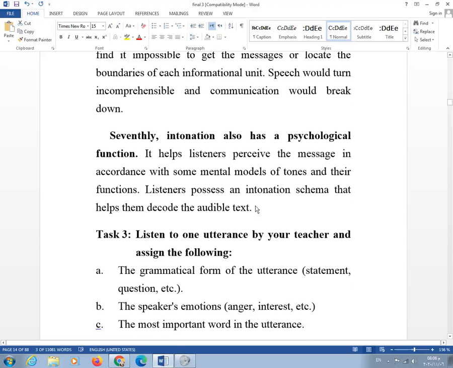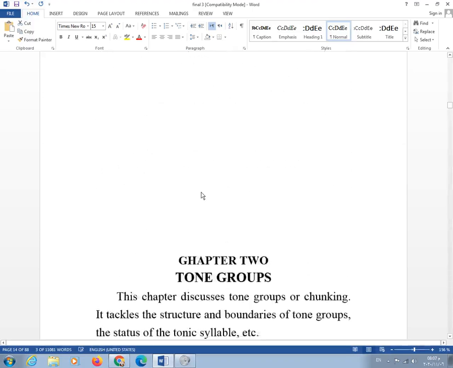Hope that you read this part again and you Google intonation and the intonation functions, because this list is not exclusive and you can add to it, and it's very difficult to provide an exclusive list of English intonation or any language's intonation functions. We have so many functions that sometimes we cannot describe or illustrate. Thank you. And now let's move to chapter 2.